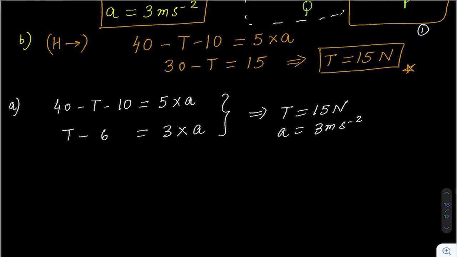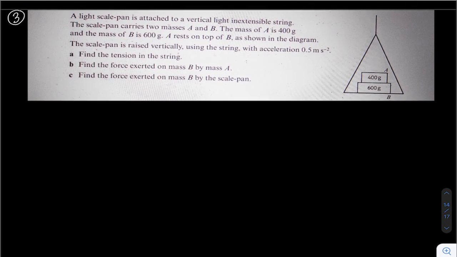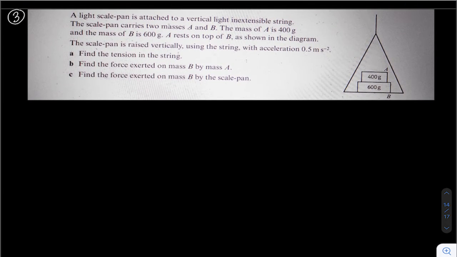Okay, let's go for the next question. These kinds of questions, students find a little difficult and confusing, that I have seen over the past few years. So let's see the question first.